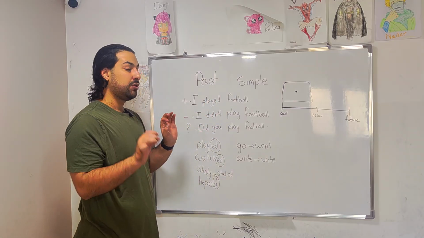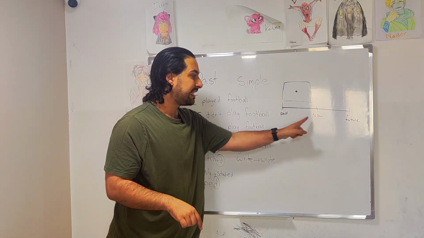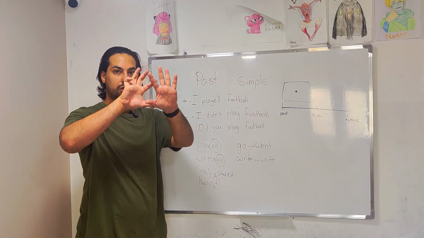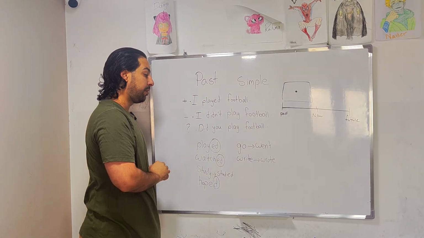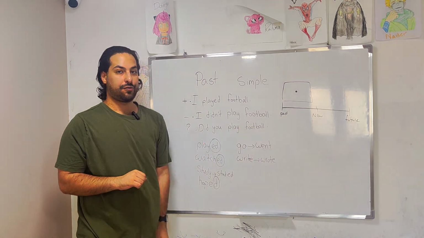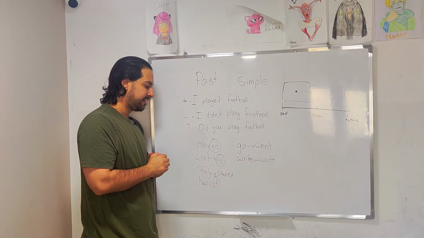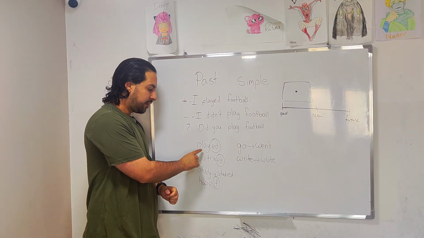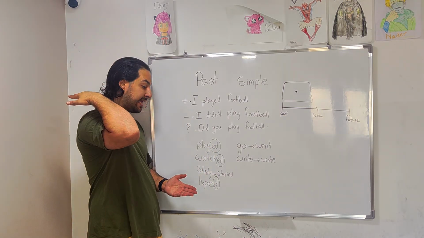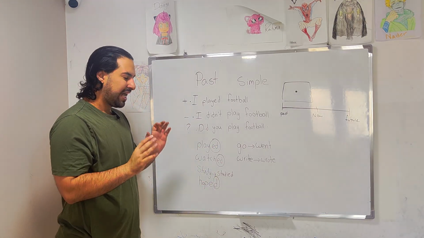For negative, we use didn't, which is the past of do. Do, did, or did not. I didn't or did not play football. For question, again, we use did: did you play football? Now let's talk about what's different between the present and the past. Now for verbs like play, we usually just add ed. So play, played, watch, watched.